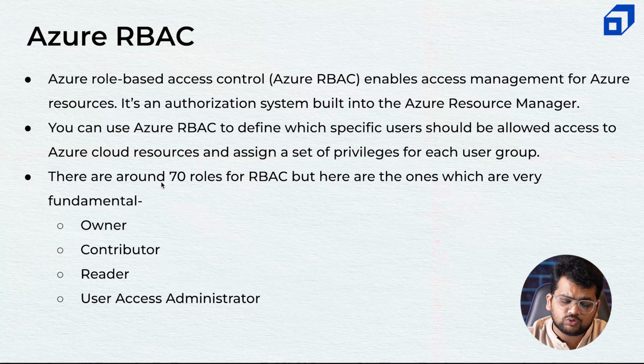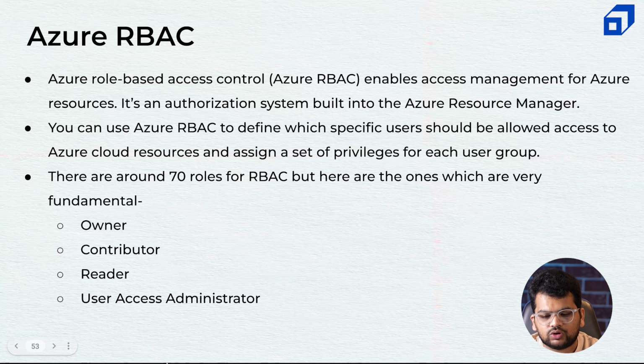There are around 70 roles for RBAC, but here are the fundamental ones. One is owner, then contributor, then reader, then user access administrator. These are the four major roles. Number one is the owner. The owner will have the maximum access. Then another is contributor, who has only limited access, which means they can only add files to Azure. They cannot see or read those files. They will only have write-only access.